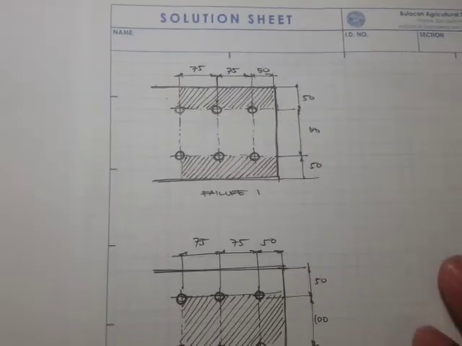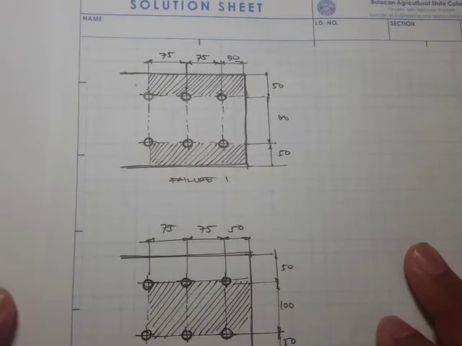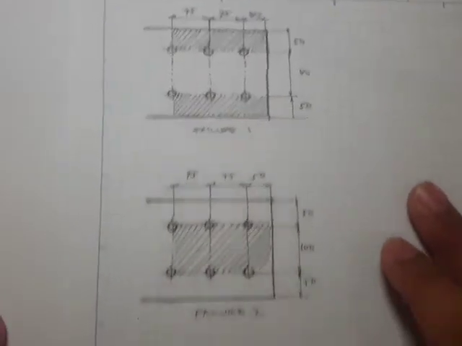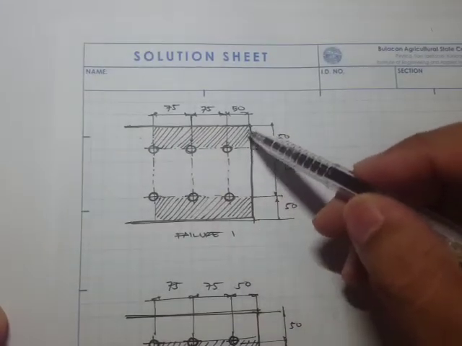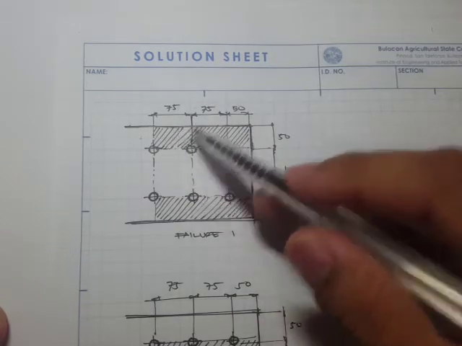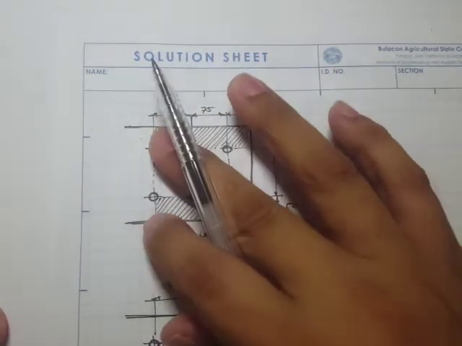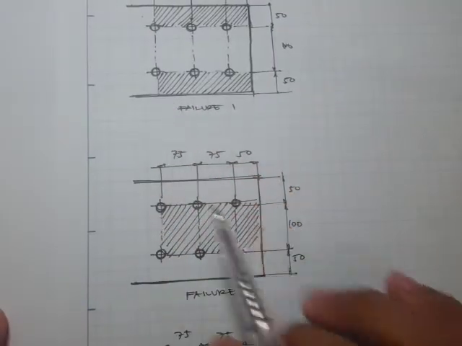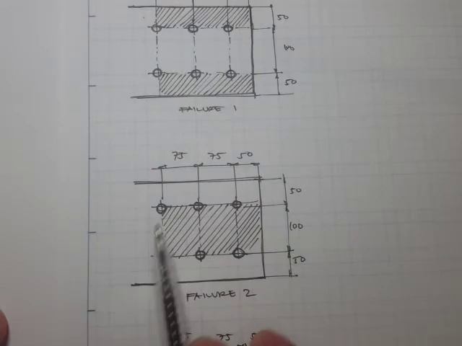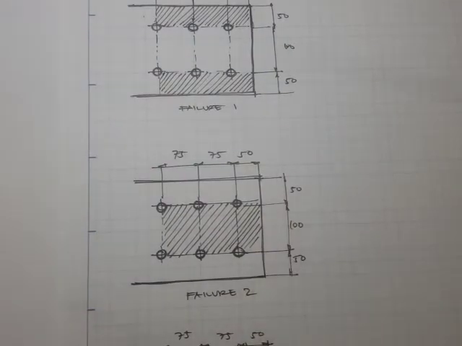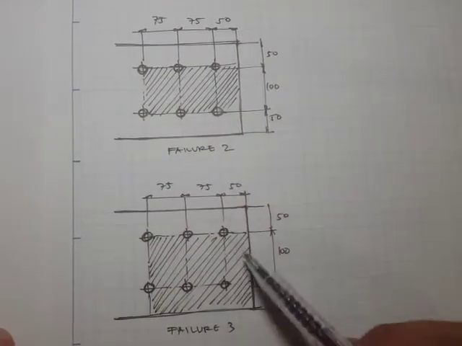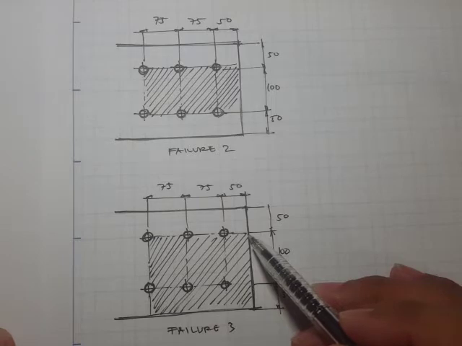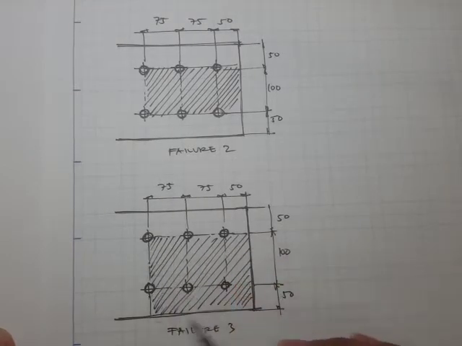Alright, now I'm already done with the figure for the block shear failure. Now we have these three possible failures. Here in failure 1, the outer chunk or outer block is actually failing, and then the centerpiece is the one that's ripping apart, and here the failure is only on this chunk.